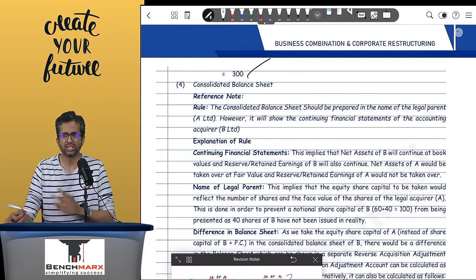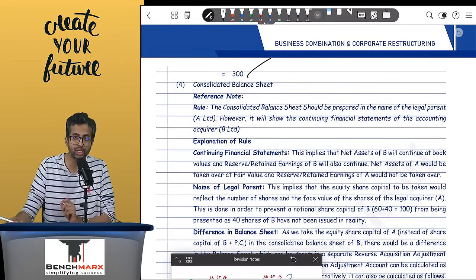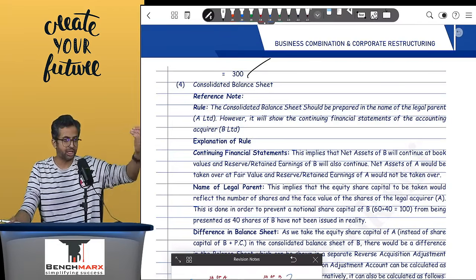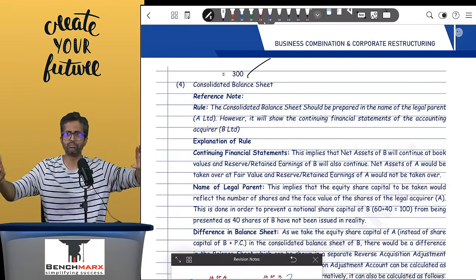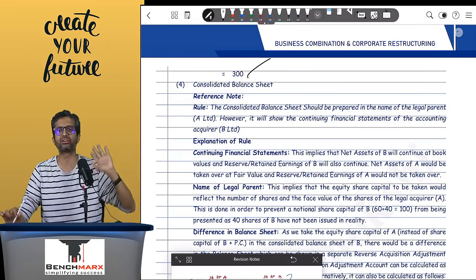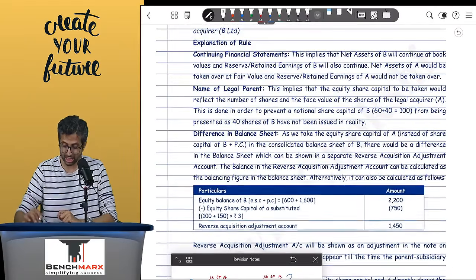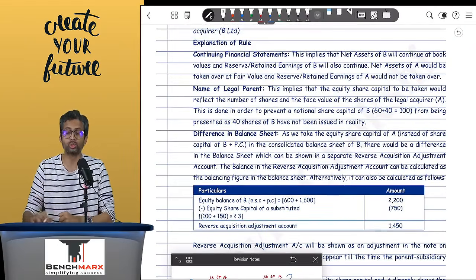Now this would have been easy. This balance sheet ideally should have been in the name of B, because B is the acquirer. It represents continuing statements of B. So B's assets, B's liabilities, B's reserves will continue as it is, and to that you will take over the assets and liabilities of A. So ideally, if I were to prepare the consolidated balance sheet, it will be B's assets as it is, to which you will add A's assets.